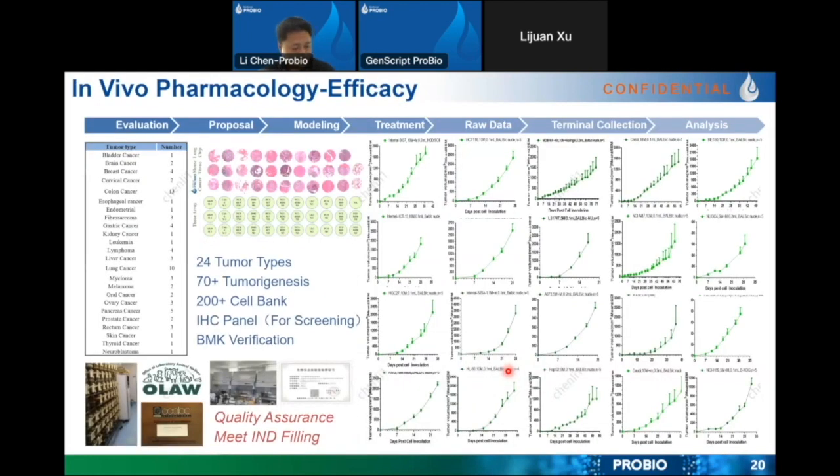Here at GenScript Bio, we have established 24 tumor types with tumorigenesis from more than 70 cancer cell lines. In addition, we also provide a 200 plus cell bank and an IHC panel for pre-study screening of a cancer cell line.